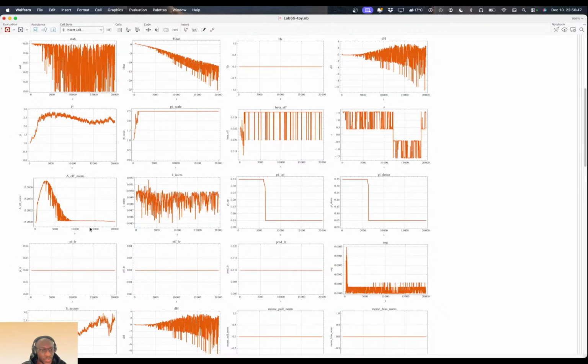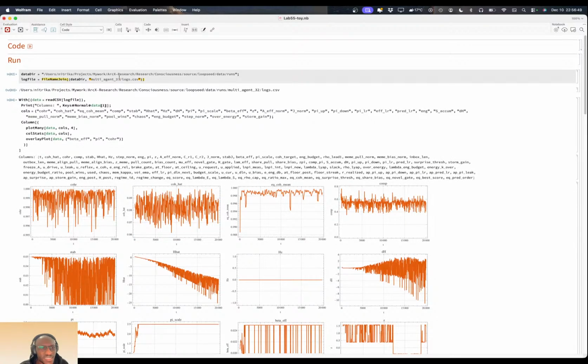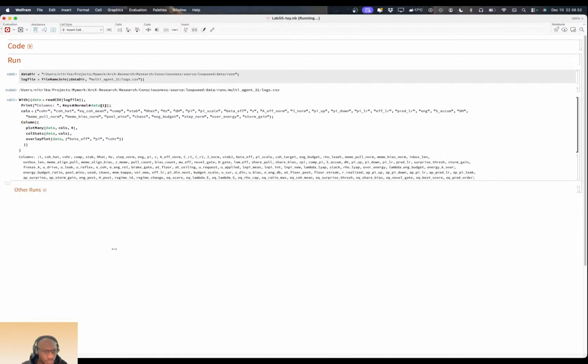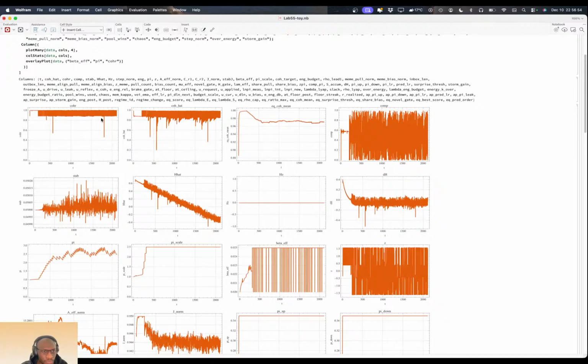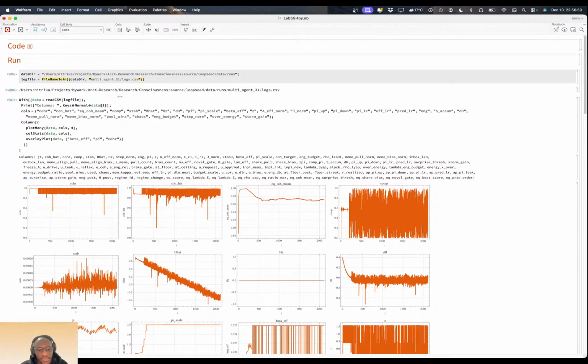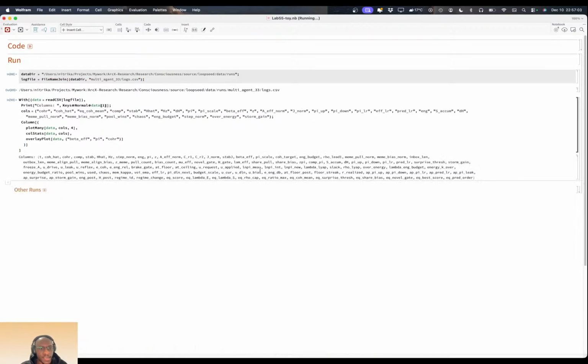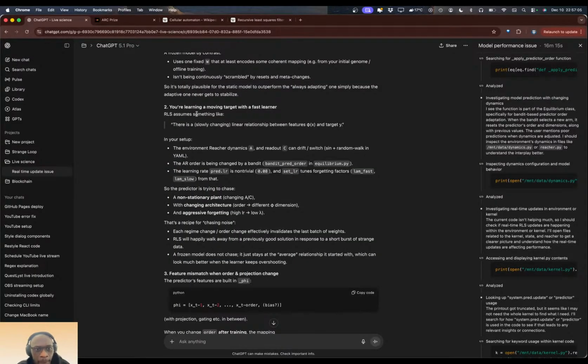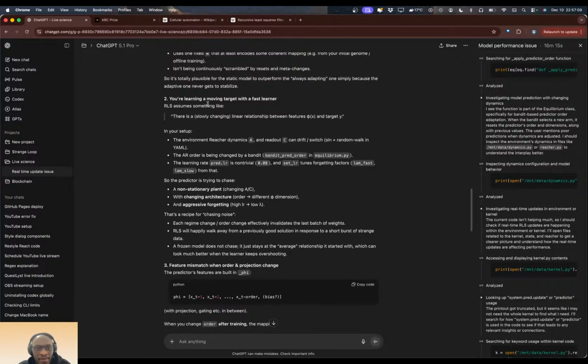Okay, not this one. Is it 31? No, no. I guess I deleted that. Yeah, but anyway, so stabilize. You are learning a moving target with a fast learner.